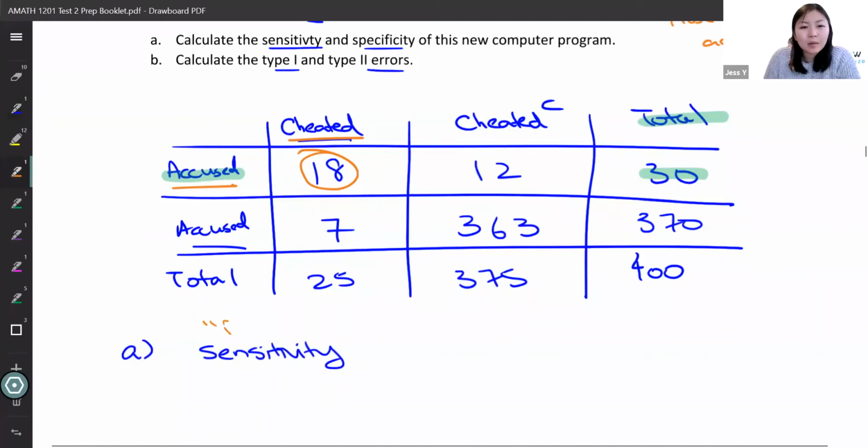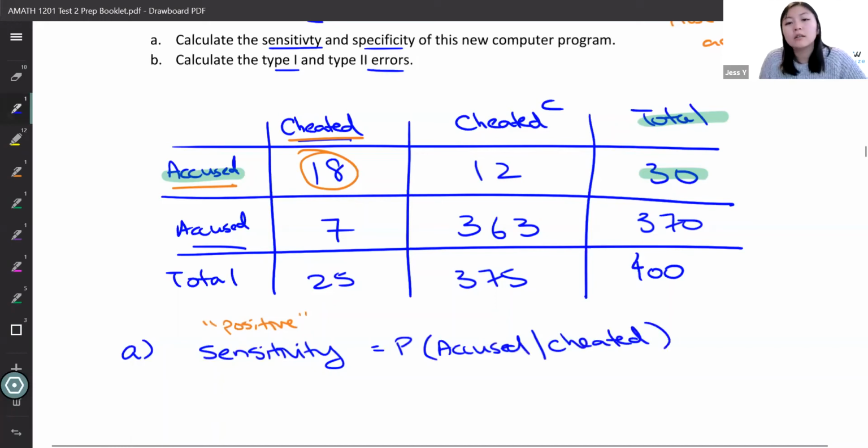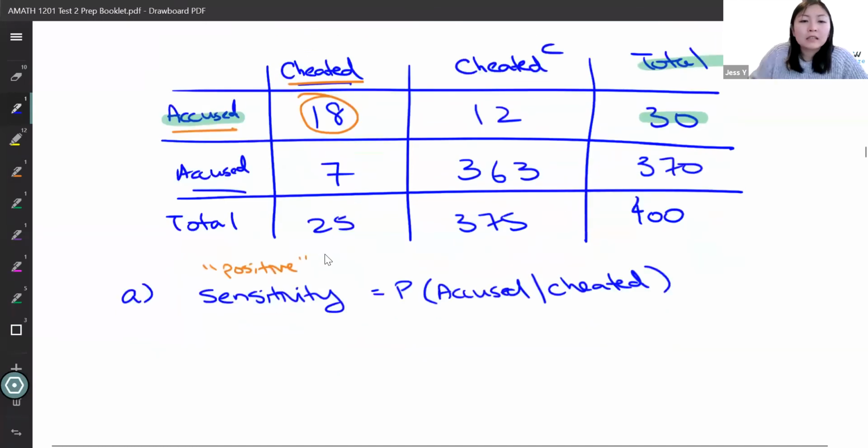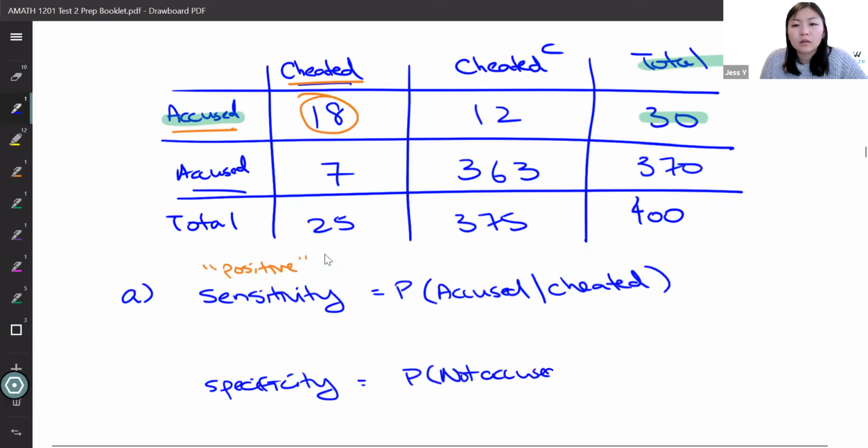Sensitive sounds like positive. And I know it's not one of the errors, so it's a correct positive. Meaning this is the probability that it came back positive, meaning the program accused you of cheating, given that you actually cheated, or the student actually cheated. Okay, so that's sensitivity. And then specificity is the opposite one. Specificity is the probability that it came back negative, meaning you were not accused, given that you didn't cheat.